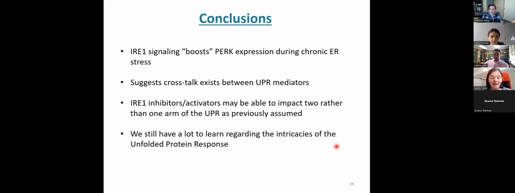And finally, we know a lot about the UPR, but this work really shows us that there's still a lot to learn about the intricacies of this signaling pathway.